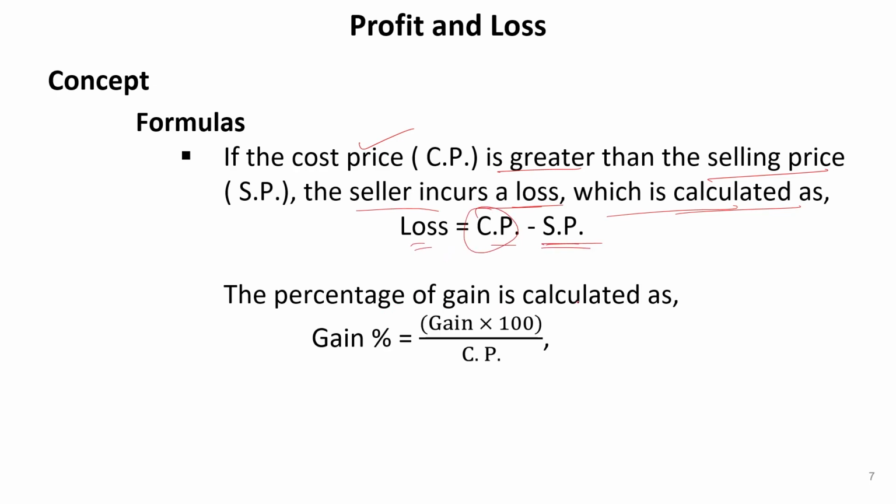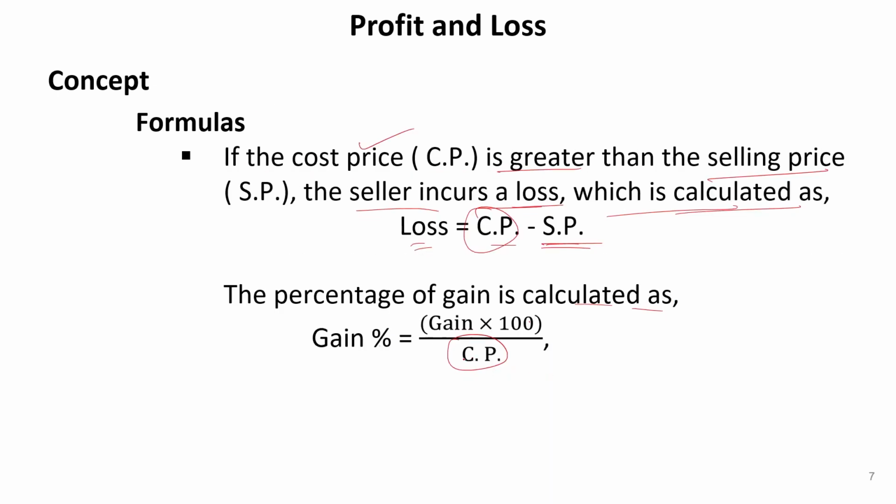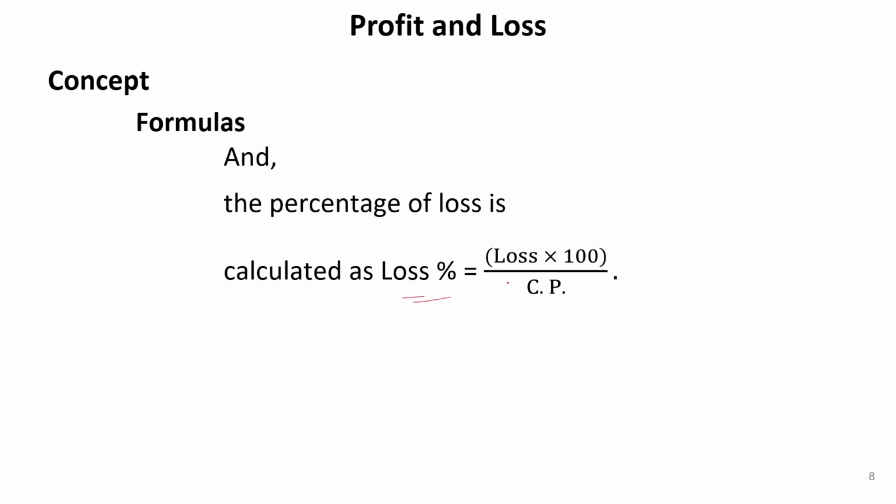The percentage gain is calculated as gain percentage equal to gain into 100 by cost price, where gain is the amount SP minus CP. The loss percentage will be loss into 100 whole by CP, that is, the cost price. So gain percentage is equal to gain into 100 by selling price SP. No, it will be CP.